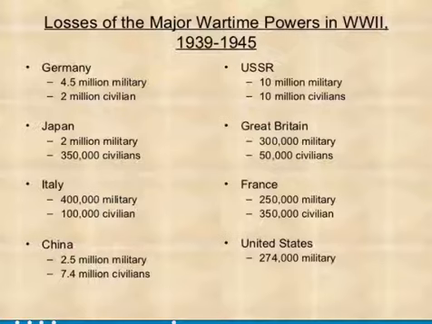And losses of major wartime powers. Germany lost 4.5 million military. Japan lost 2 million military. Italy lost 400,000 military. China lost millions, actually. Wow. Russia lost about 20 million people. Great Britain lost 300,000, huge, 250,000 military. And actually, France and the United States had the least amount of casualties.